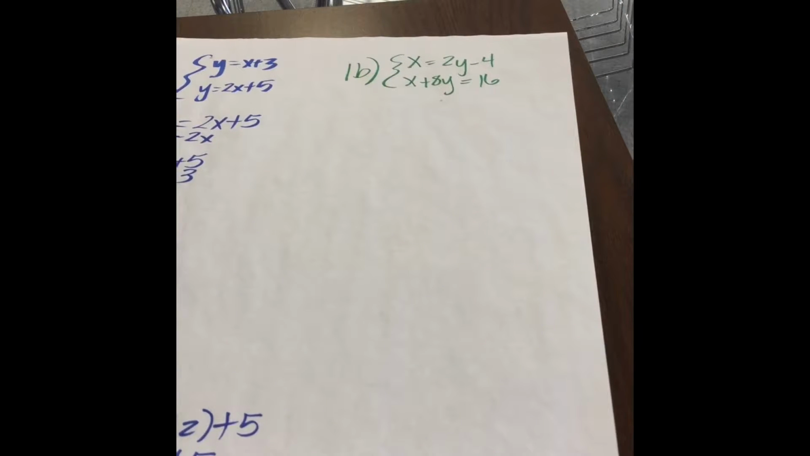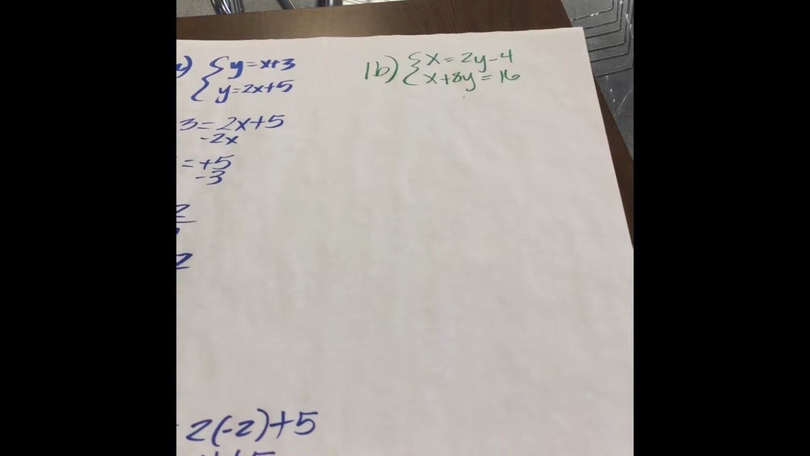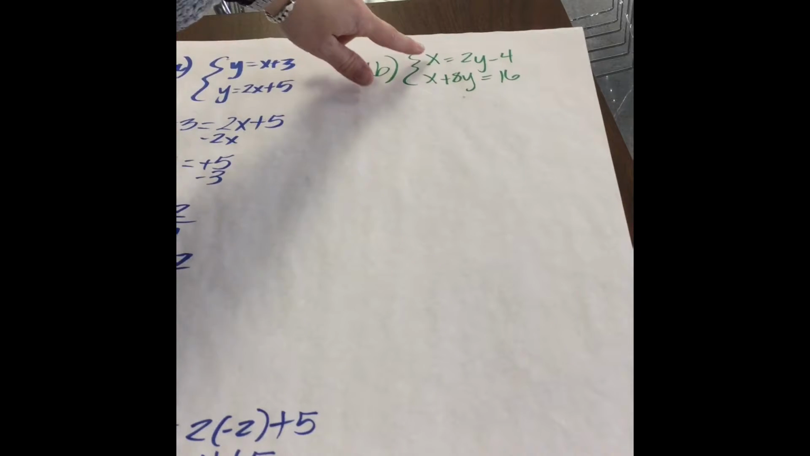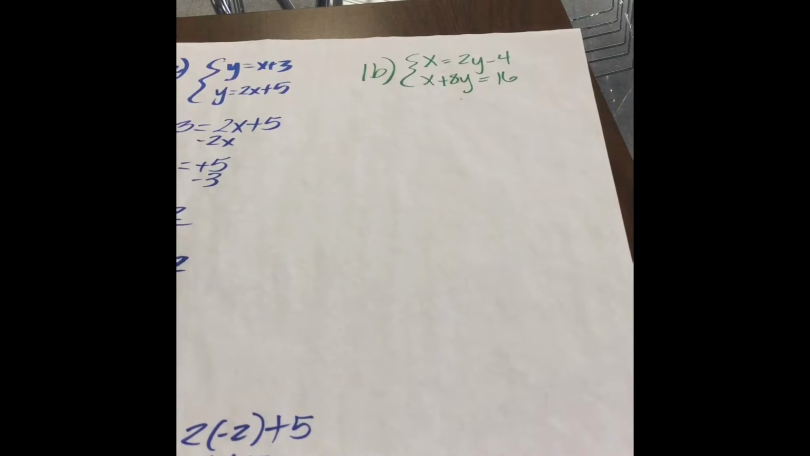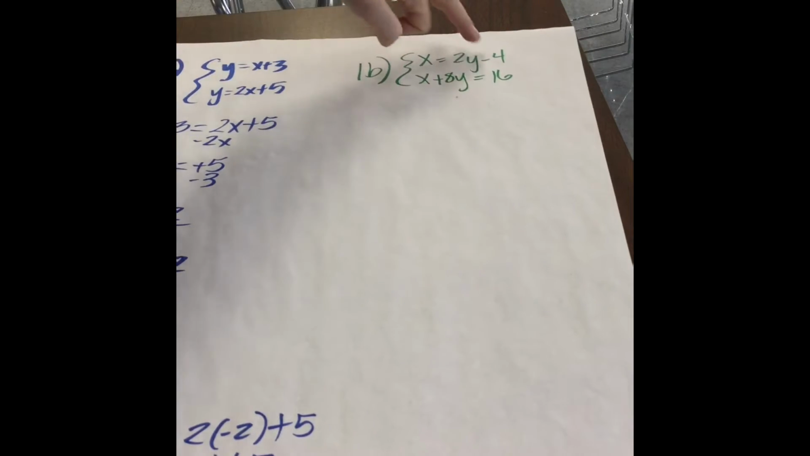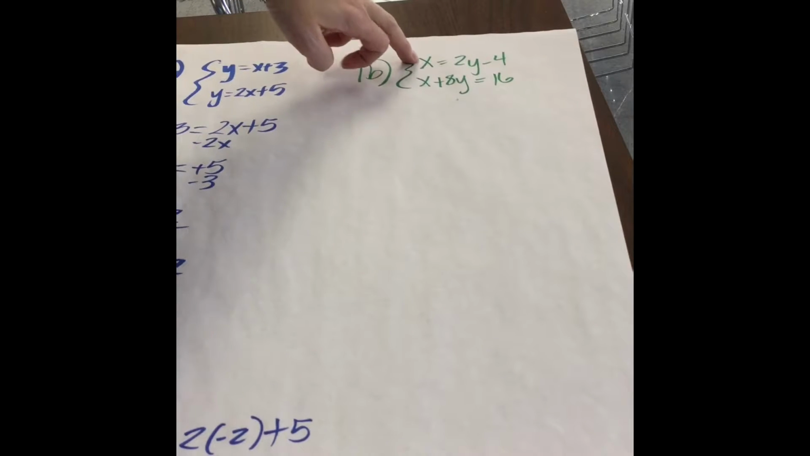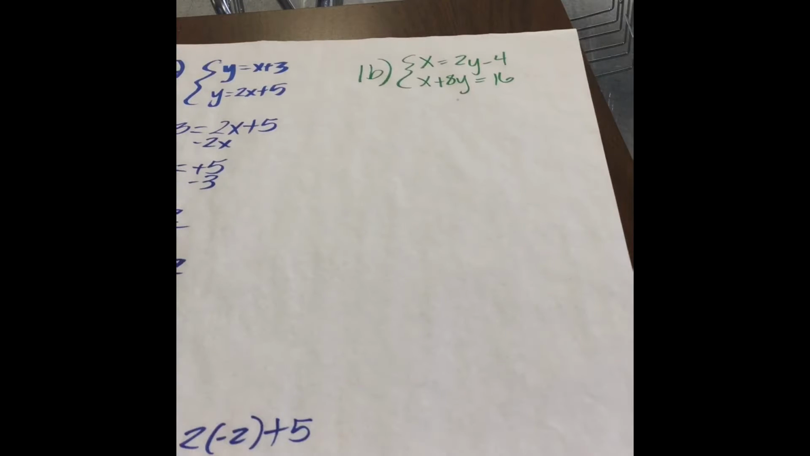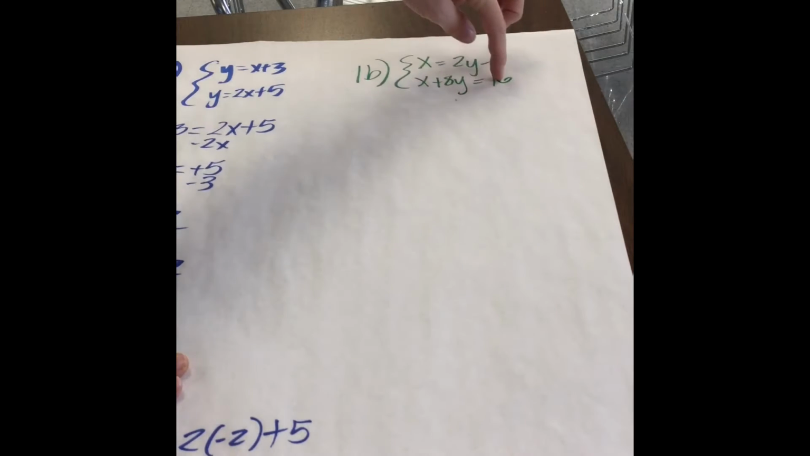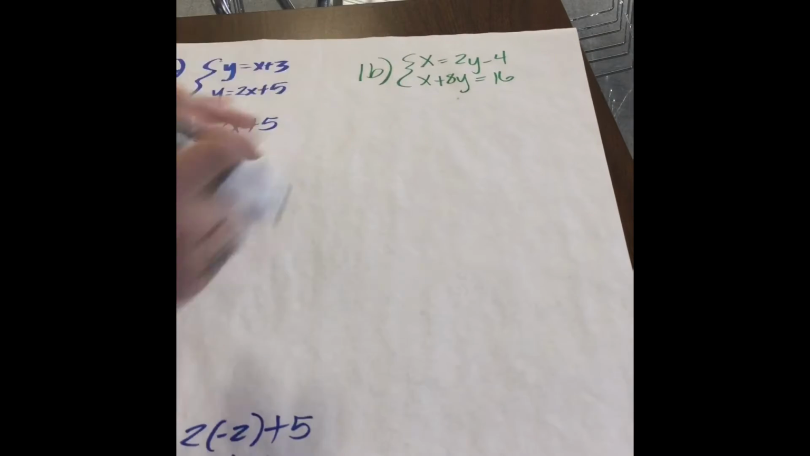So 1B is a little bit different. In 1A, you had y solved for in both equations, and in 1B, only the top equation has a variable by itself. But that's okay because I can still take what x equals for this equation and substitute it for the x in this equation because this x is the same thing as that x. They're equivalent. So what that would look like is I would rewrite this equation, but I would substitute 2y minus 4 for x.